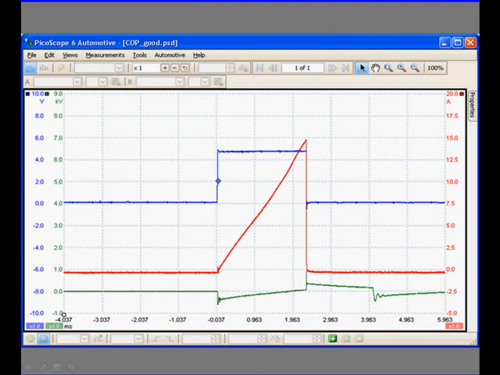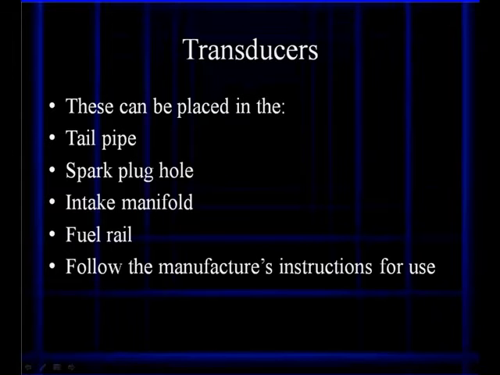And if you have more than two channels, you can of course have that secondary ignition signal on the screen with you, and you can see it's doing the same thing as the others. Transducers. Now these can be placed in tailpipes, spark plug holes, intake manifold, fuel rail. You're going to want to follow the manufacturer's instruction for use of those transducers.